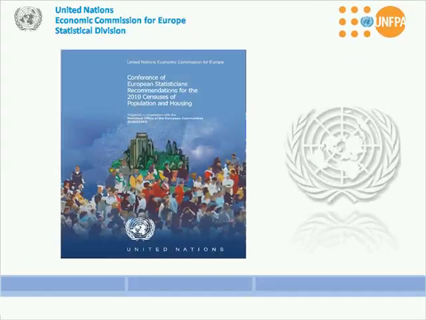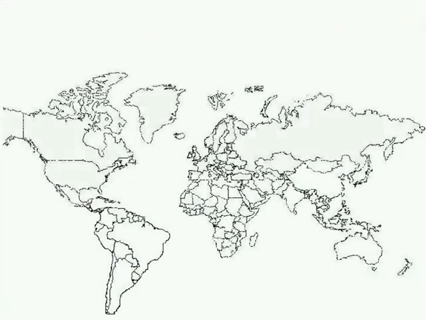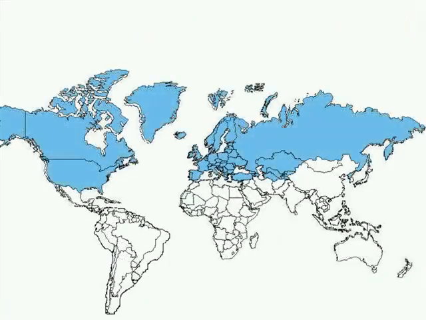The Conference of European Statisticians adopted in 2006 a set of recommendations for the 2010 round of population censuses. This document represents the main standard that countries in the ECE region will use for the next round of censuses. The ECE region includes the countries of Europe, North America, Central Asia, and Israel.